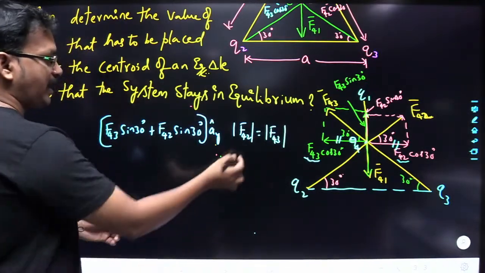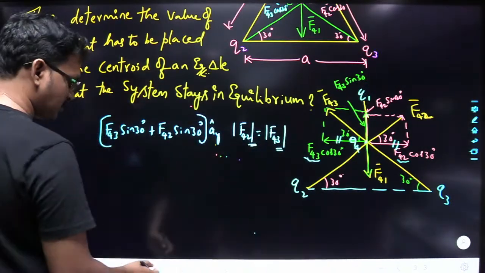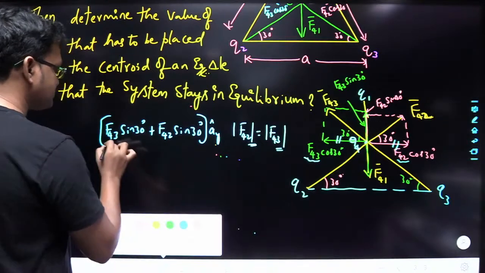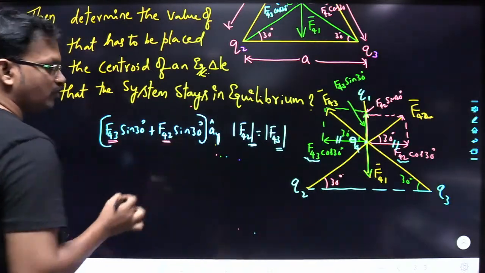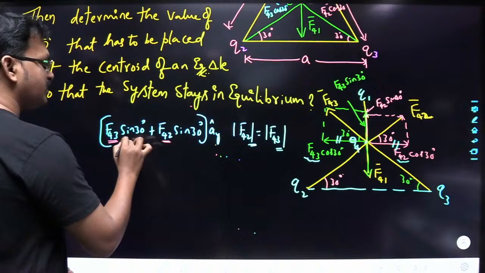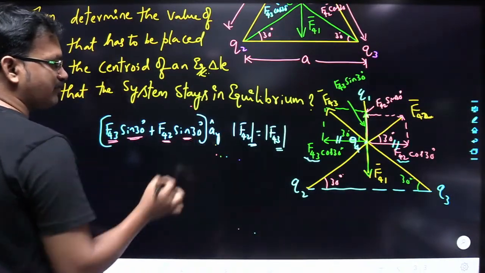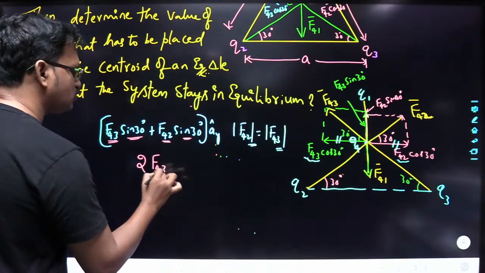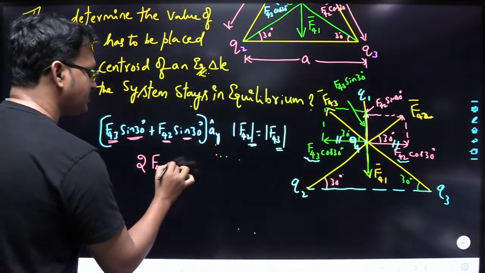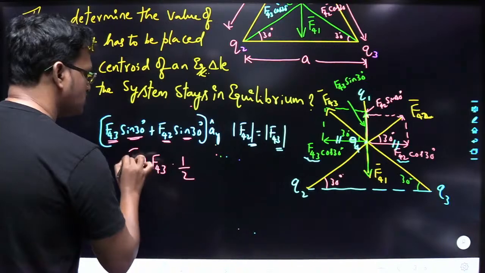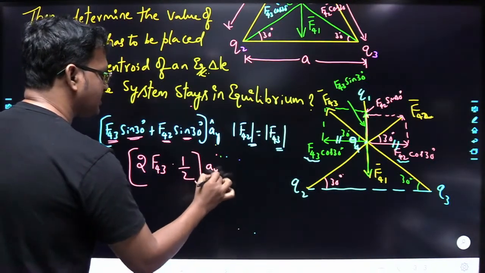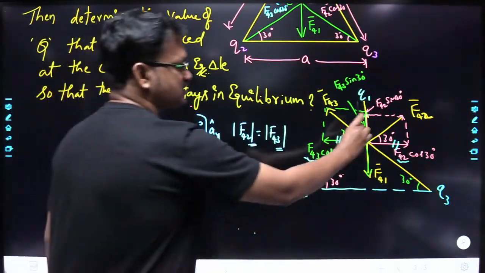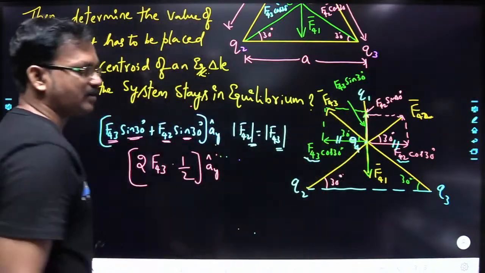Right. Now the magnitudes of F42 and F43 are both the same, yes or no? Here you are having sin 30, here also you are having sin 30. So you can write it simply as 2 F43 sin 30. Sin 30 is 1 by 2. So this force is acting in the y cap direction.